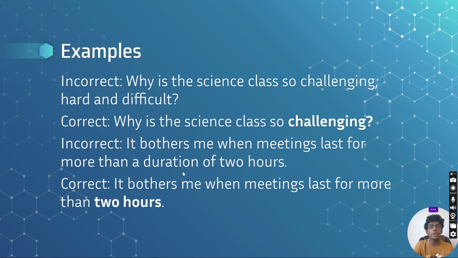Another example, it bothers me when meetings last for more than a duration of 2 hours. Okay, you don't need this more than a duration part. This is extra information you don't need. So you can say, it bothers me when meetings last for more than 2 hours. It's concise, it's getting to the point, and it's accomplishing the same thing as the sentence up here, but it's easier to read and it makes more sense.